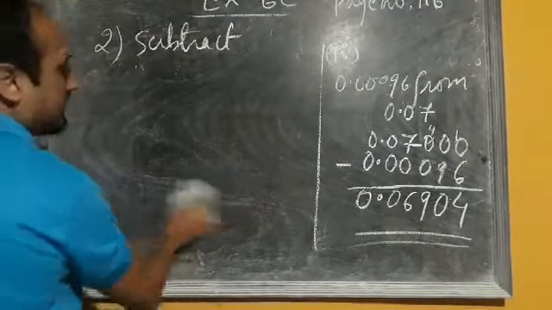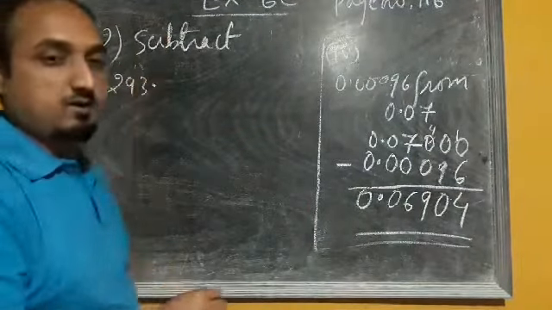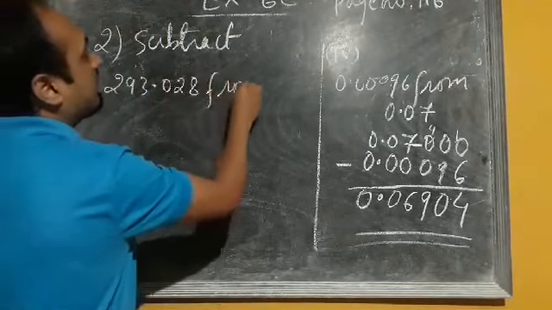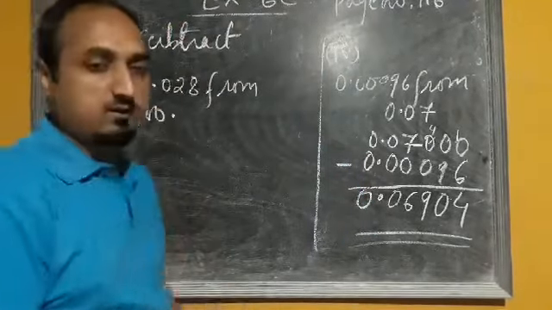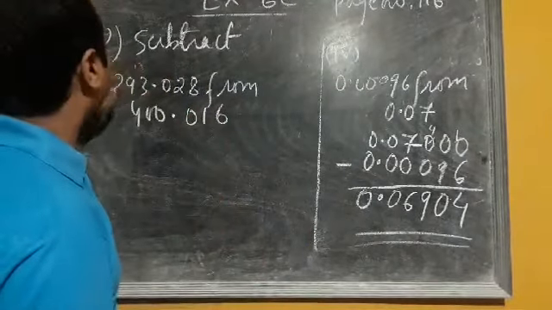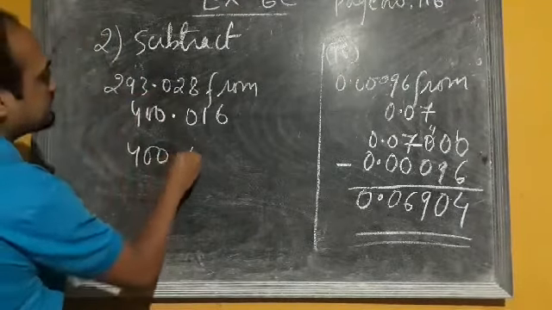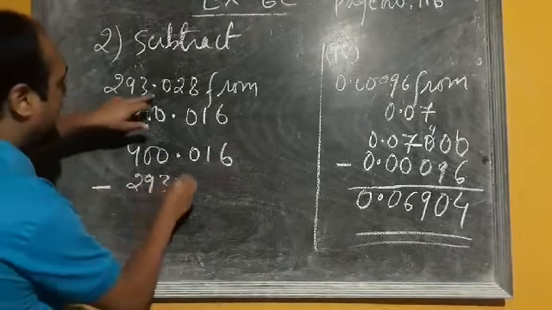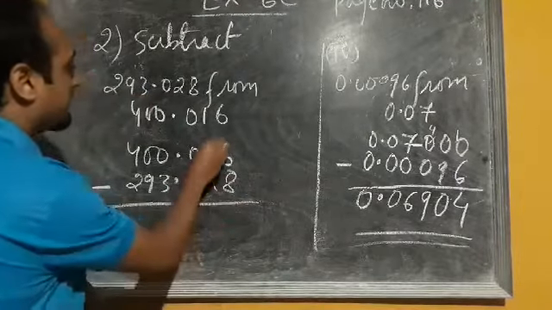Now I will do one more question from this, question number 2. The next question: subtract 293.028 from 400.016. So from this number we have to subtract 293.028. We'll write 400.016 minus 293.028. Now here we have to carry 1.